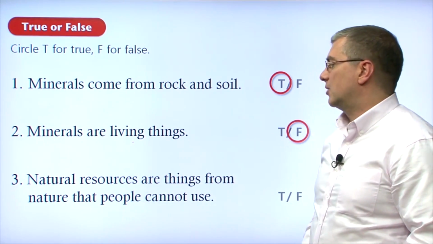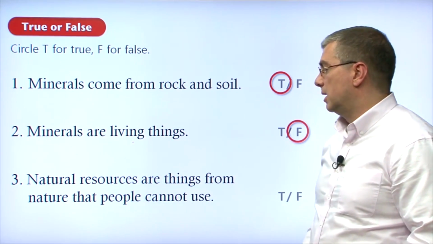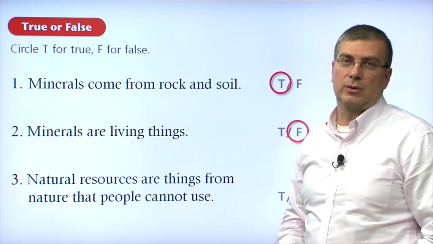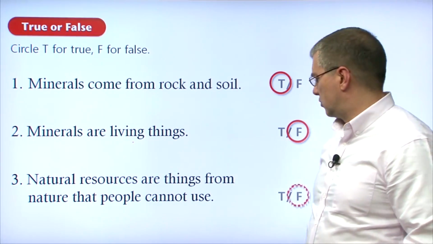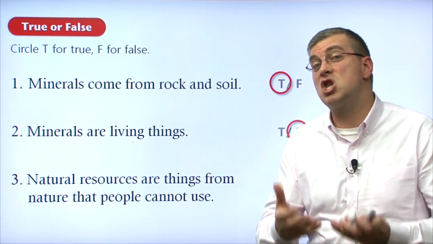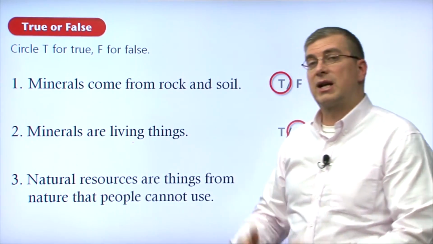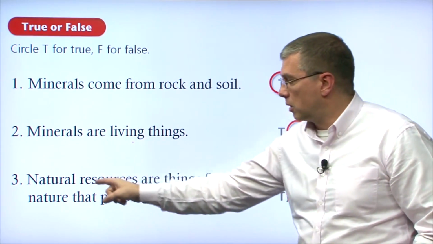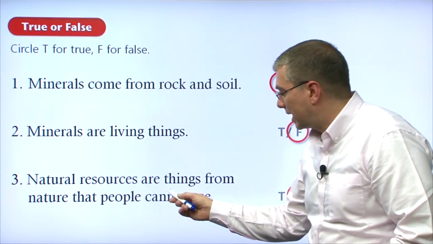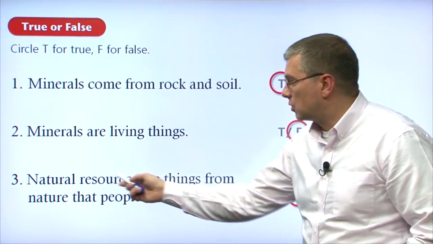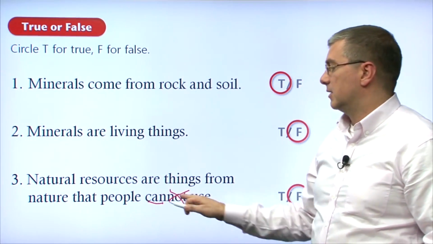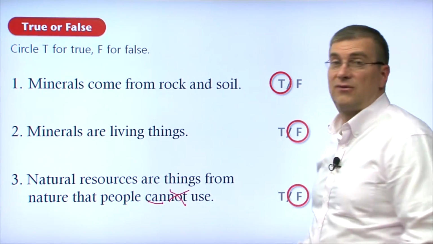Number three, natural resources are things from nature that people cannot use. So that people can't use natural resources. Is that true? No, that's not true, because one of the definitions we talked about, a resource is something that you can use. Natural means it comes from nature. But the most important point is resource. You can use it. Natural resources are things from nature that people can use. So if you say cannot, that means it's false.